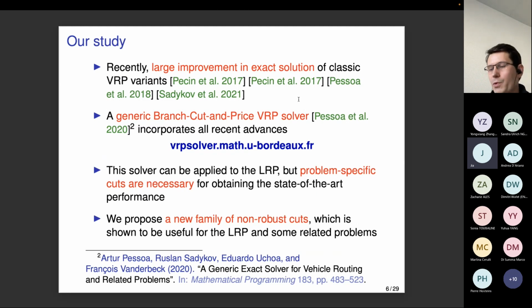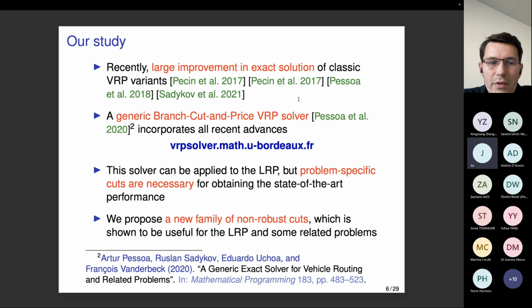Here, what we want to exploit is to solve this problem better, to optimality, and of course, we want to use all the advances on the classic vehicle routing problems. For that, we will use the solver we recently proposed for vehicle routing problems. It's a generic branch cut and price solver.